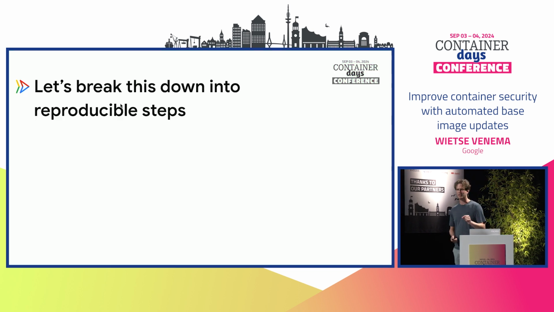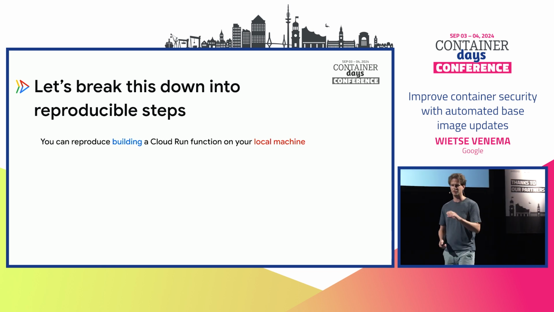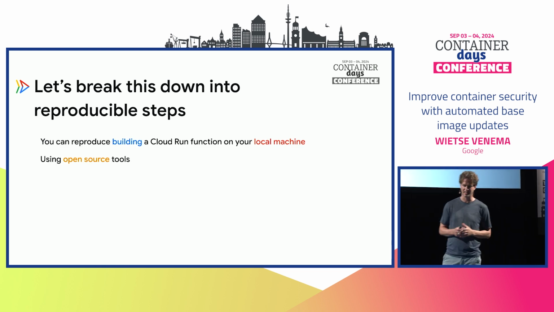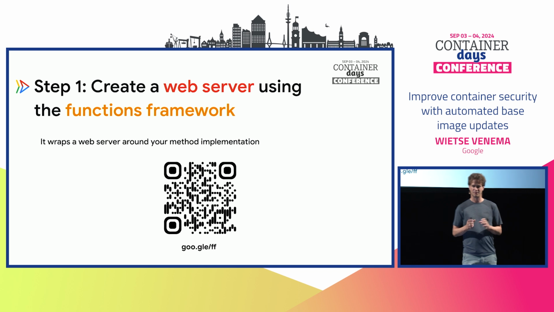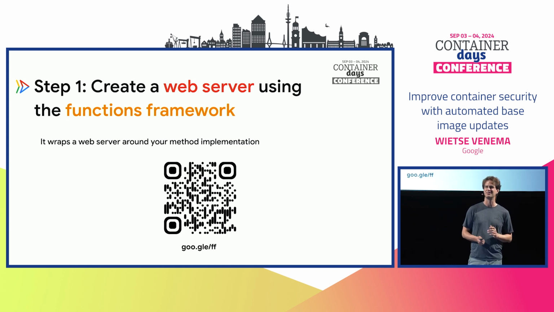So let's break this down into reproducible steps, because now it gets interesting. You can reproduce building a Cloud Run function on your local machine using open source tools. Step one, I'm not going to show this, is creating a web server using the Functions Framework. You scan the QR code, you go to goo.gl/ff. How do you pronounce that short code?